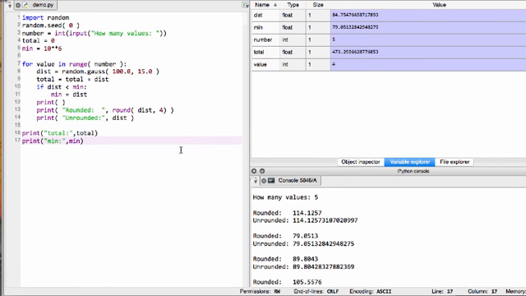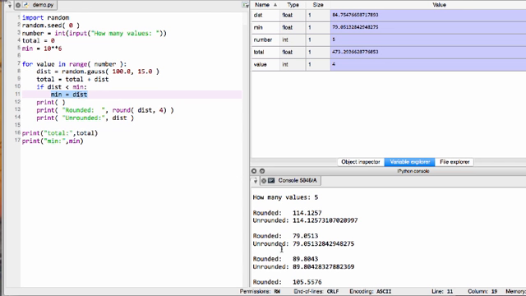Well, it went through, and the very first time in there, it says, is my dist value, which is 114, smaller than the million that I have as my min? And it is. And so right away, my min will be the first value I have, 114. Now the next time through the loop, we'll have a 79. It will say, is the 79 smaller than my current min, which happens to be 114? And the answer is yes. And so min will now get that 79.